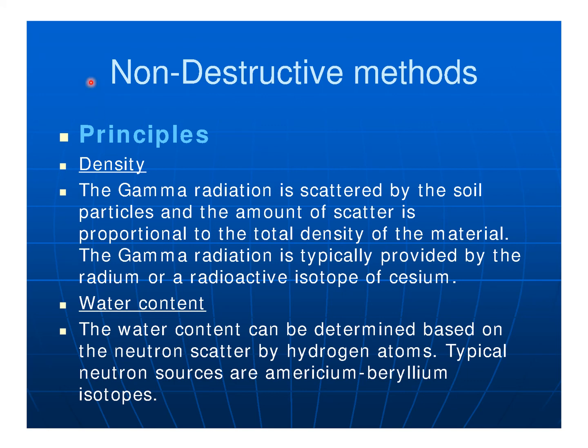Now come to non-destructive methods. Principles. Density: the gamma radiation is scattered by the soil particles and the amount of scatter is proportional to the total density of the material. The gamma radiation is typically provided by radium or a radioactive isotope of cesium. Water content: the water content can be determined based on the neutron scatter by hydrogen atoms. Typical neutron sources are americium and beryllium isotopes.